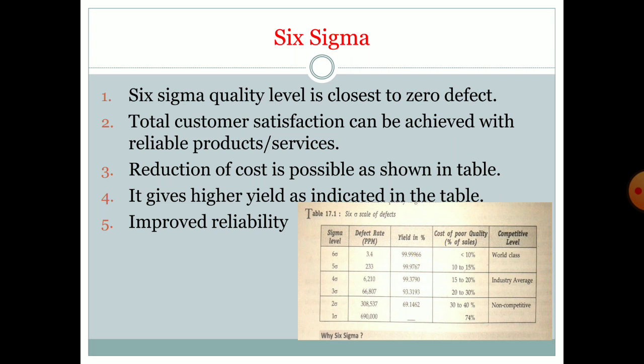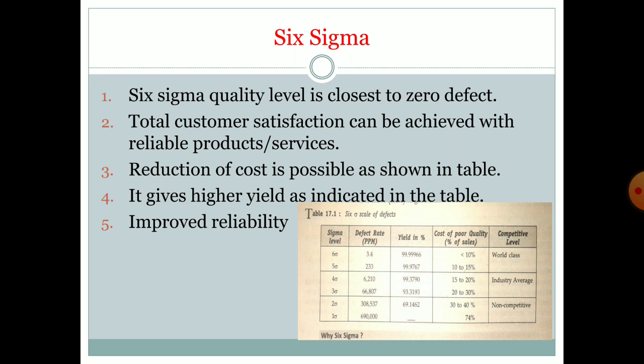99.99966. And if we achieve the Six Sigma process, then the cost of poor quality is less than 10%. So what is the cost of poor quality? If our product fails in service, that is a burden of cost to the organization, in the form of rejection and rework. This is nothing but cost of quality. If the process is Six Sigma, then our cost of poor quality remains less than 10%, and it is treated as world class level for the organization.